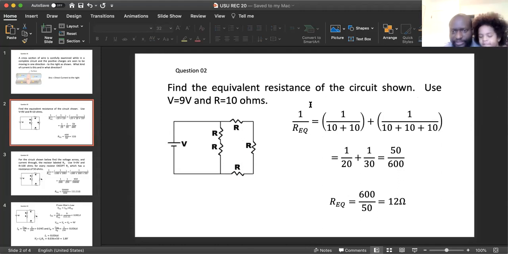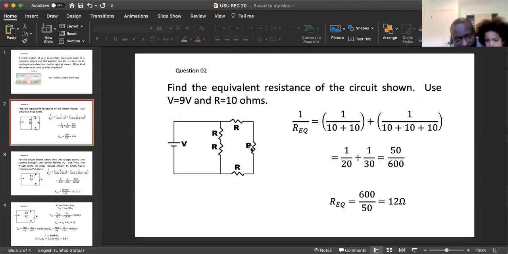It says, find the equivalent resistance of the circuit shown. Use voltage as 9 volts and R for 10 ohms for each of them. So the voltage given is a distraction. For equivalent resistance, you don't need voltage. You just need to sum up all the resistance, except if you are given voltage and current and you're not given the resistance, then you can use Ohm's law to find equivalent resistance. But when you are given the resistance of each resistor, you just sum.